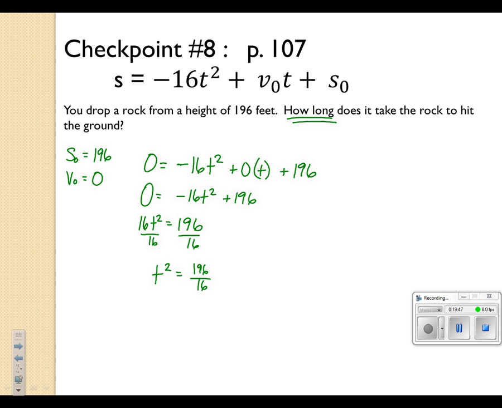196 over 16. So if I take the square root of both sides, now this time I'm not going to consider the negative root because time can't be negative. So I'm just going to write it like this. T is equal to, well, the square root of 196 is nice. It's 14. Square root of 16 is nice. It is 4. So reducing 14 fourths, I find that it's going to take 3.5 seconds.